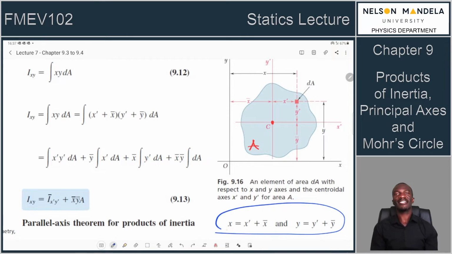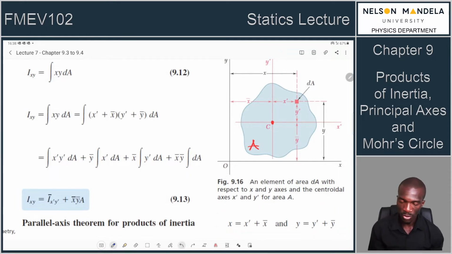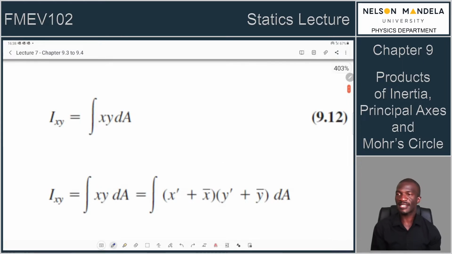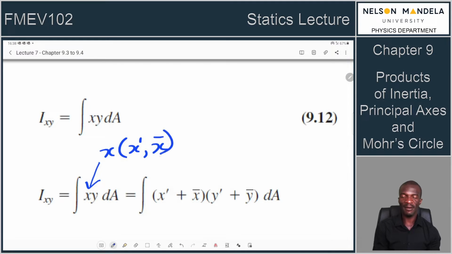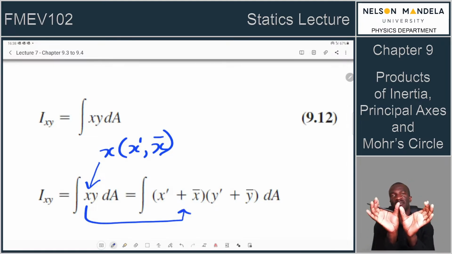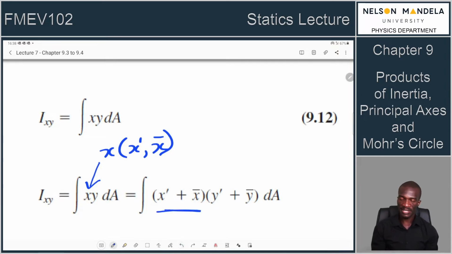So with these two equations, we can now express the product of inertia with reference to the centroidal product of inertia. How do we do that? We can simply come into our equation. Our equation says the product of inertia, equation 9.12, is given by the integral of xy dA. So if we integrate xy dA, and we now know that our x is a function of what? Of x prime and x bar. Then we can actually substitute. Our x, we noted that it's equal to the centroidal distance plus the distance from the centroid to the area element. Hence we have x prime plus x bar. The same applies on the y side. We have y prime plus y bar. And then we're integrating this product.